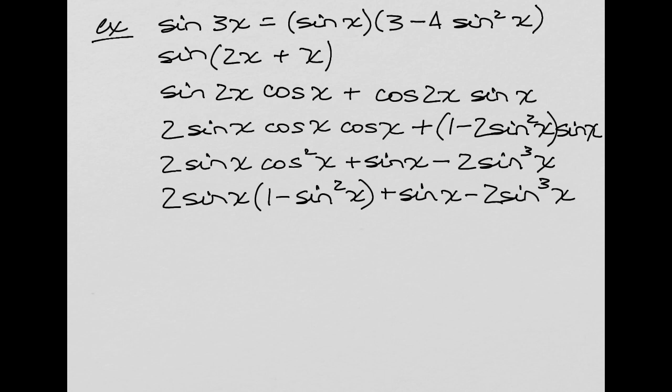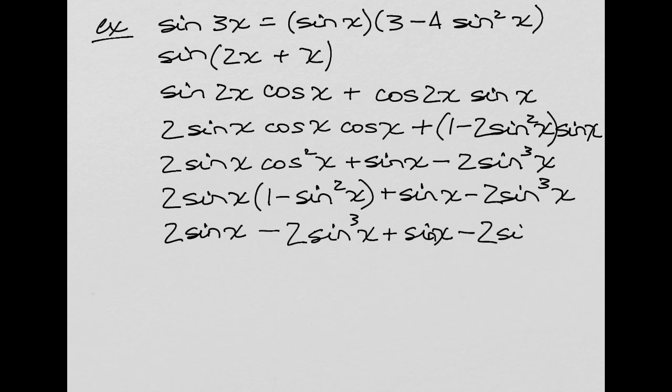So now I'm going to distribute my left-hand term. I got 2 sine x minus, and this will be, I have sine times sine squared is sine cubed. And the rest of this stuff that's just hanging on. Now we have like terms. Before we didn't, now we do.